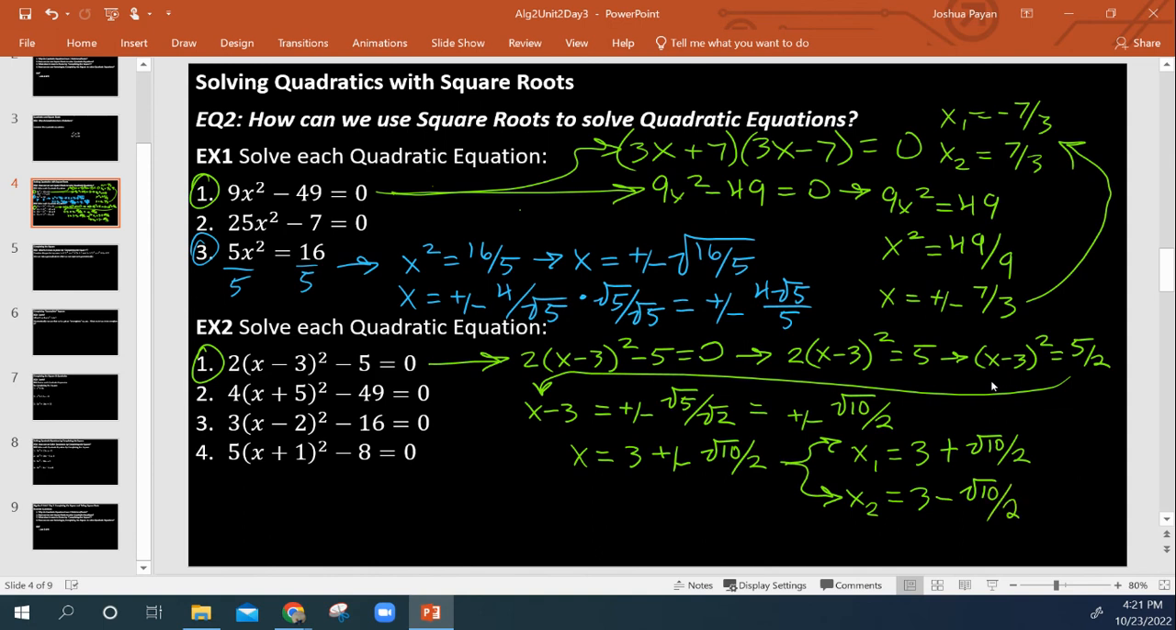Okay, so that pretty much covers how we use square roots to solve quadratic equations. I know there's a bunch of other examples on here that I can show you, but really they're all going to pretty much work out the same.